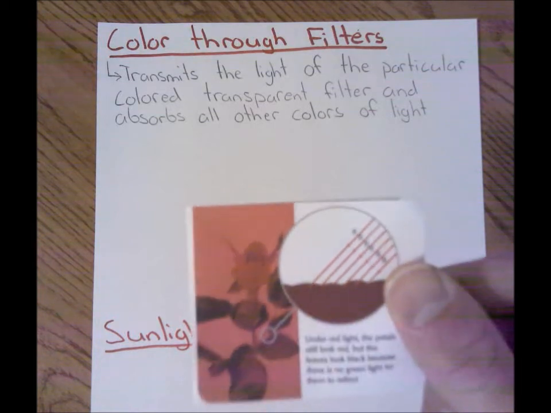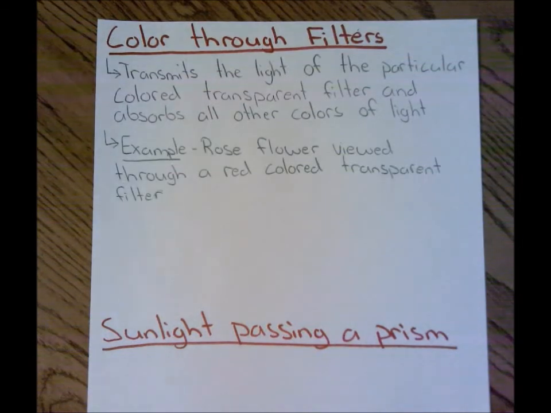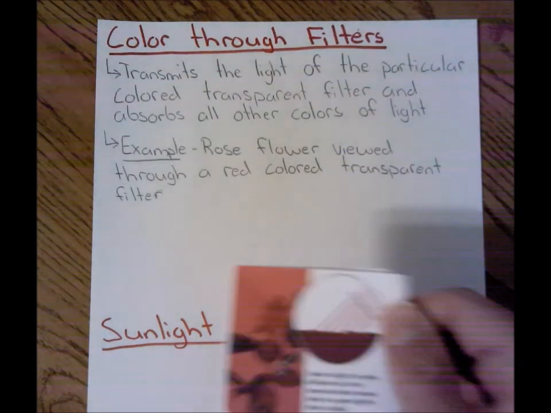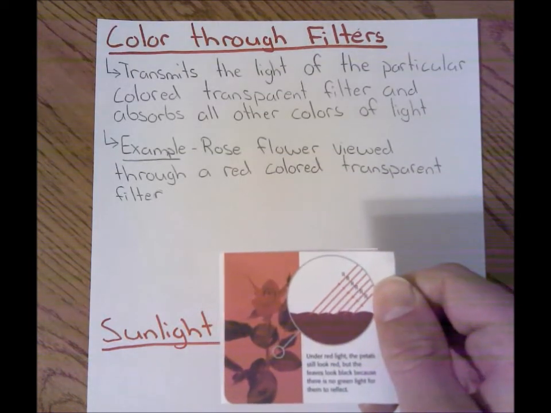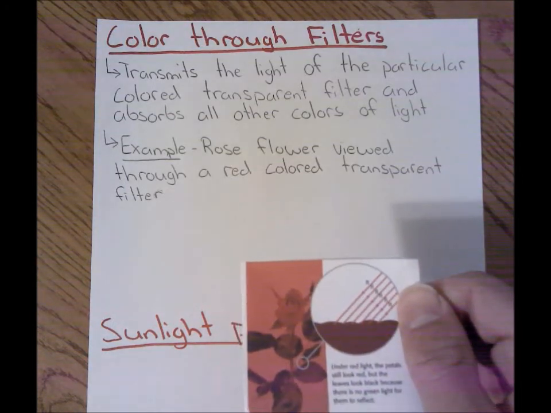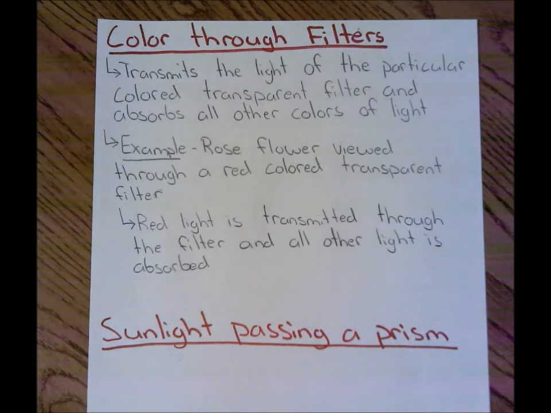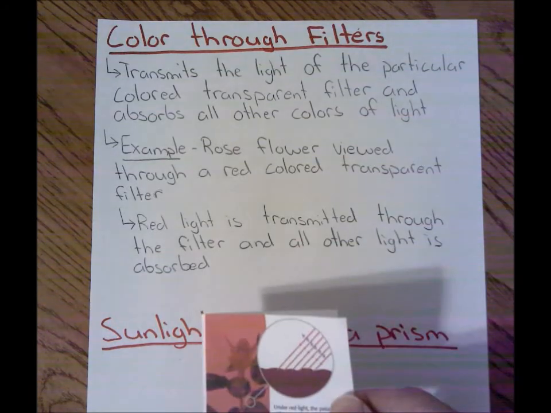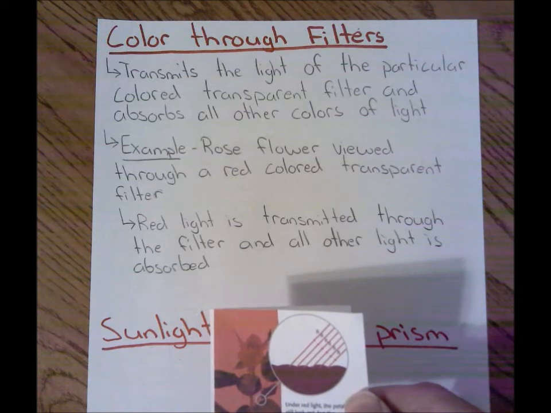So if we take a look back at this picture here, what happens is that the red light is transmitted through the filter and all other light is absorbed. And so what specifically happens then is that if we take a look at this picture, the rose petals on the rose flower will appear red, and then all other parts of the flower will appear black, or that dark color you can see from the leaves.